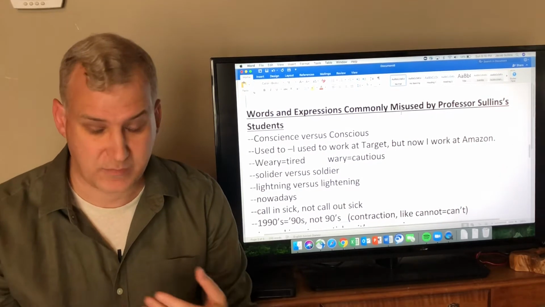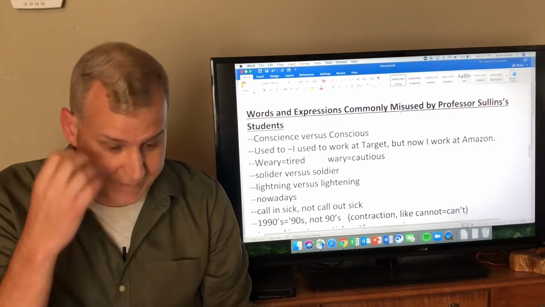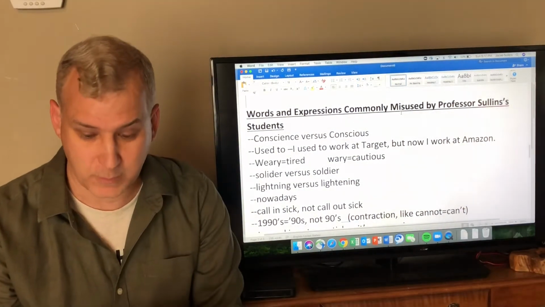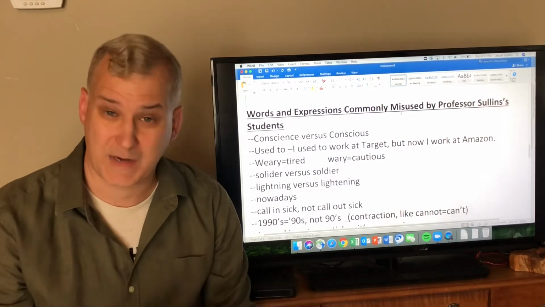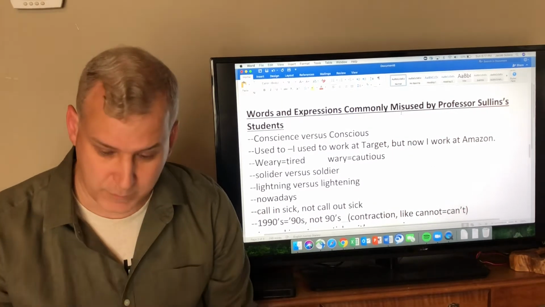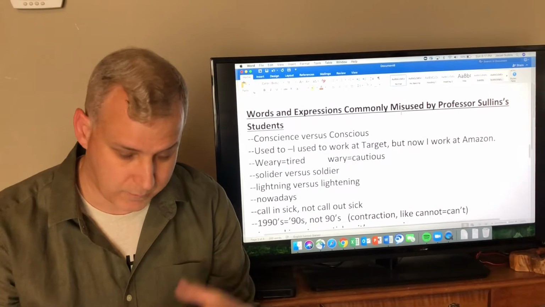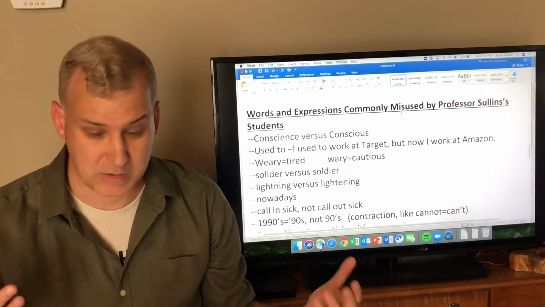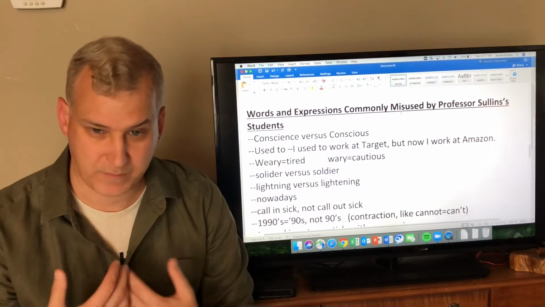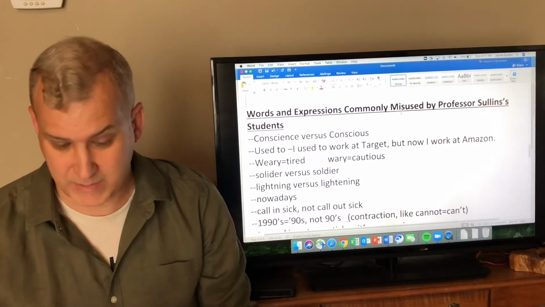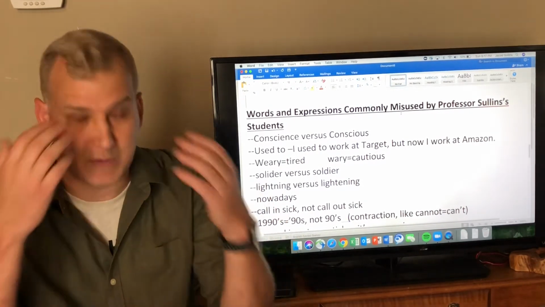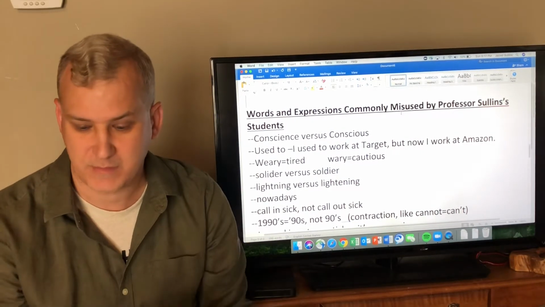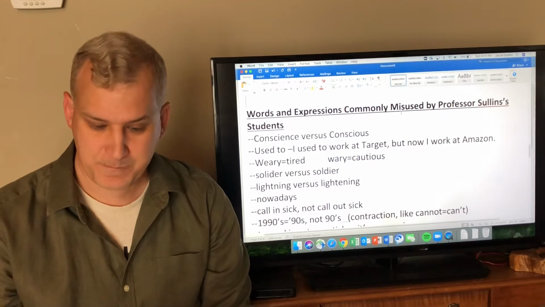I see these fairly often enough that I remembered all of them and made a list of them to show to you. So these are words and expressions that confuse students, that students get wrong over and over again in writing. And so I want to call your attention to them. Maybe you'll see this and think about them for a few seconds, and then later when you're writing, a light bulb will go off in your mind and you'll remember, oh yeah, I remember when Professor Sullins explained the difference to me about this.